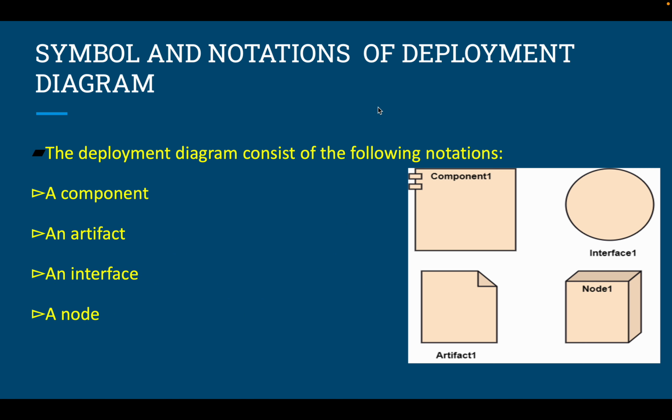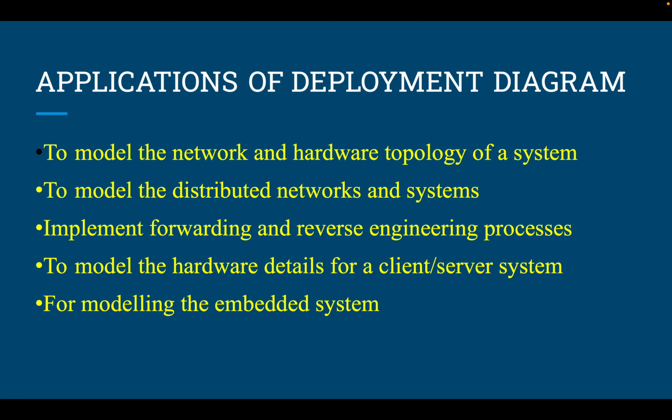Now, let us look at the symbols and the notations of a deployment diagram. The deployment diagram consists of four basic symbols or notations, you can call them a component, an artifact, an interface, and a node. We will look further at these symbols and notations as we go further in the video while drawing the diagrams in StarUML.